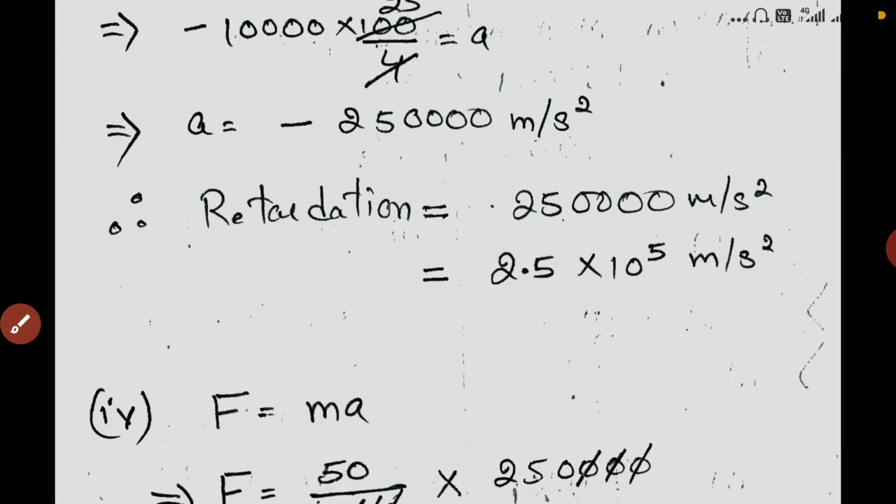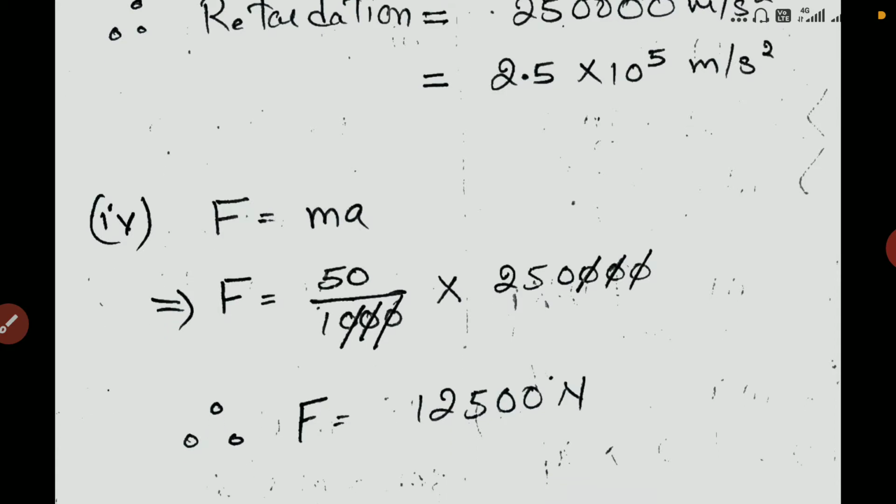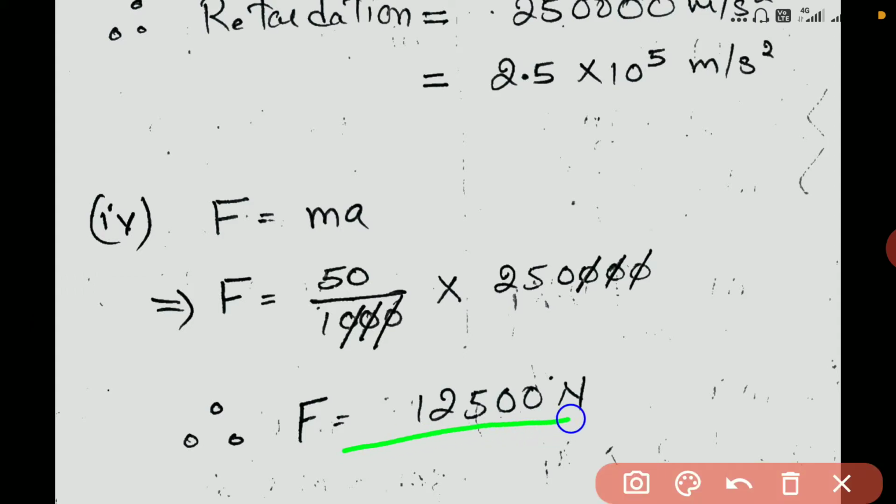Now the fourth question, you are supposed to find the force. Now you all know force equals mass into acceleration. Mass is 50 upon 1000 multiplied by acceleration is 2,50,000. After multiplication and solving, we are getting 12,500 Newton. So this is our final answer of number 12.